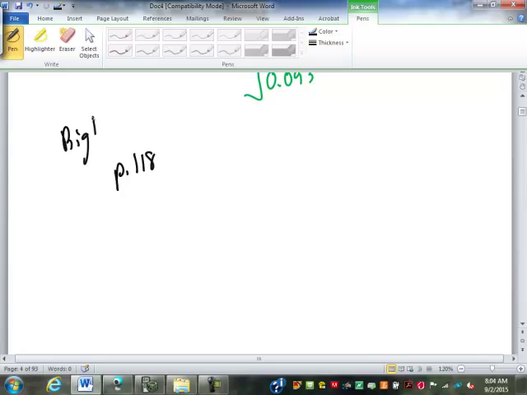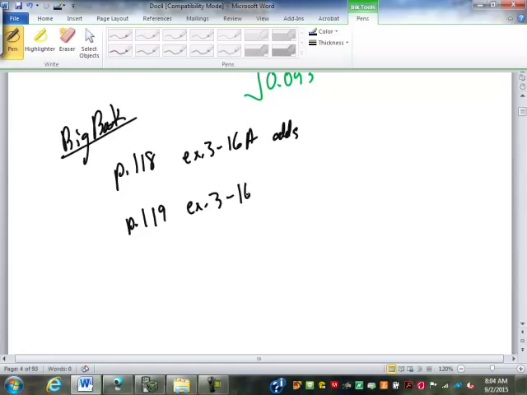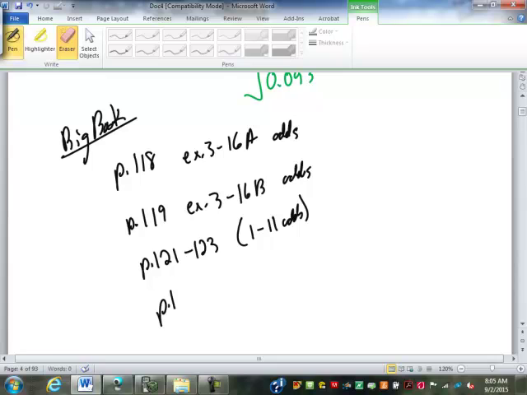This is in your big book. Page 118. It's exercise 3-16A. Do the odds. Then on page 119, it's exercise 3-16B. Also do the odds. Page 121 through 123, have you do 1 through 11 the odds. And then, just for fun, page 127, 21 through 31 the odds.